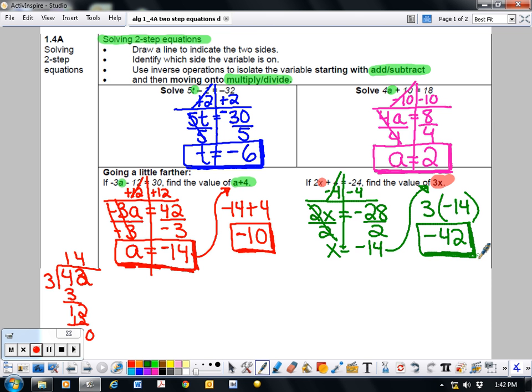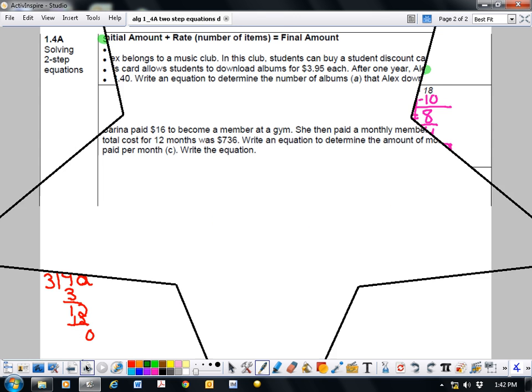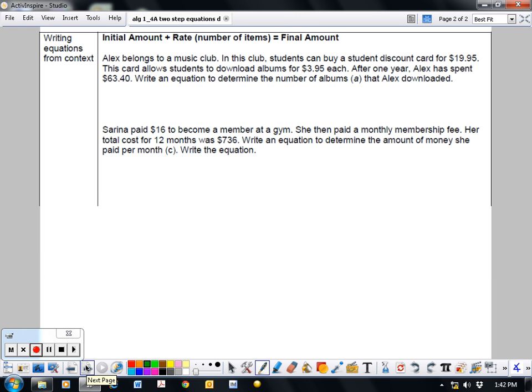Okay. The next thing we're going to work on is, now that we've talked about two-step equations, we're going to talk about how to set one up from our standard type of story problem. Now, a most popular type of story problem deals with rates. So this is kind of our little cheat sheet for story problems. We take our initial amount or starting value, then we're going to add the rate times the number of items to get a final amount. So let's look at our little problem here.